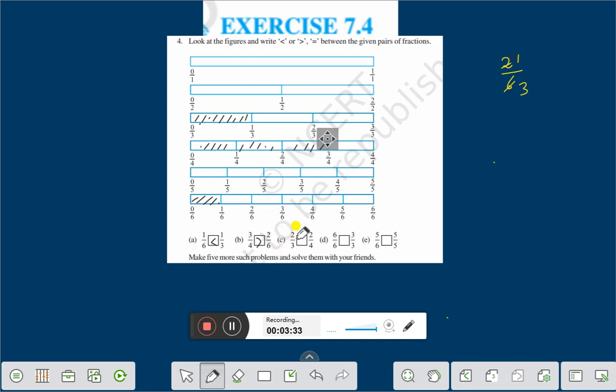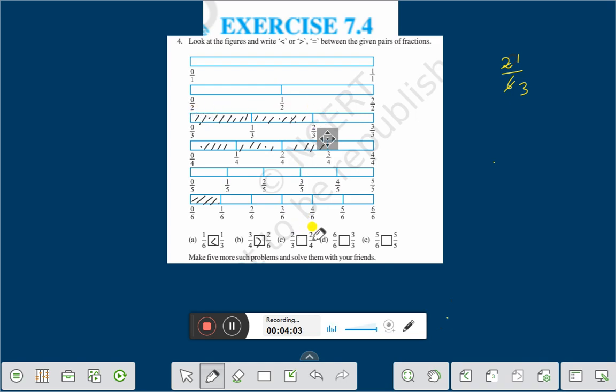Now, this question 2 by 3 and 2 by 4, right? Here you see the numerator is the same. If the numerator is the same, then the fraction with the smaller denominator is greater, right? Let us take the figures also. 2 by 3 means up to here. 2 by 3 means this one up to here, from here to here, that is 2 by 3.